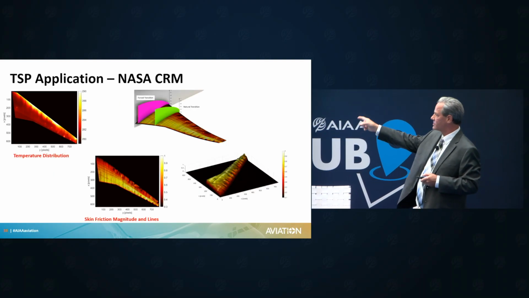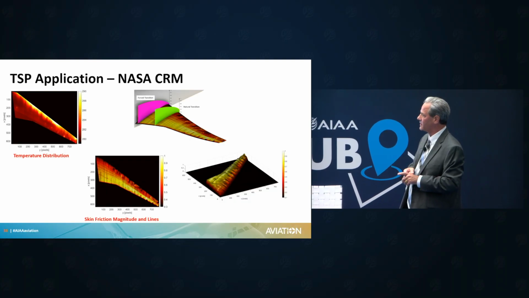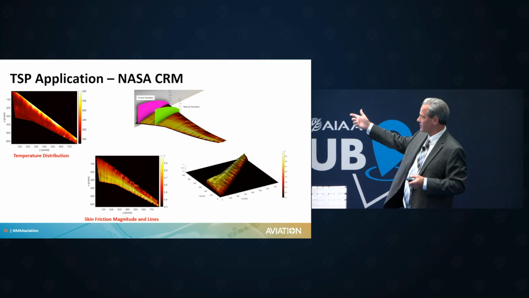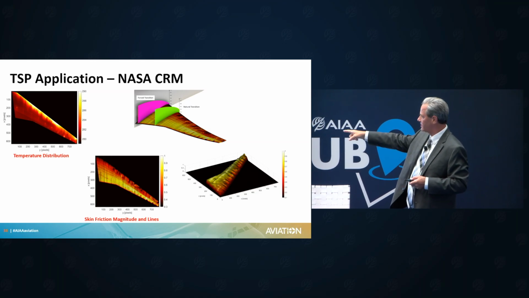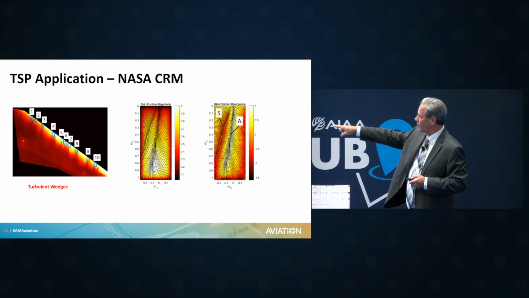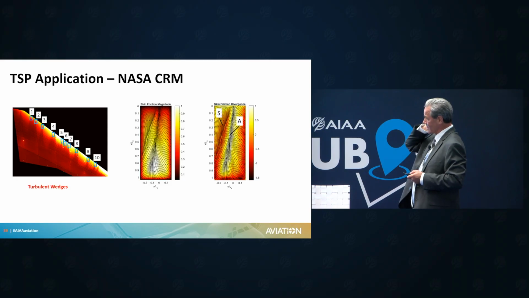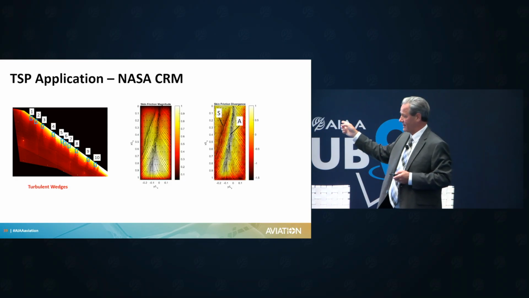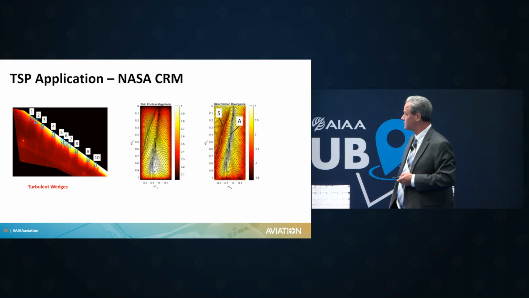So here's the results. Basically we were given the temperature distribution, we were given the natural transition, but you can see here you have the turbulent wedges, and what we were able to do with those turbulent wedges was extract that skin friction magnitude, as well as look at the separation and the attachment of those vectors.